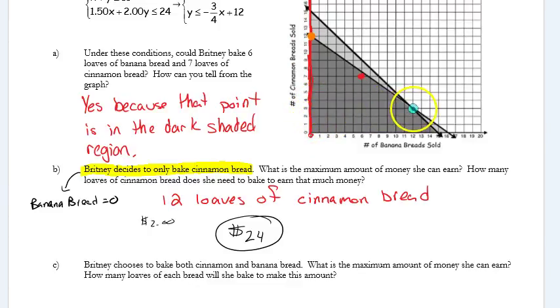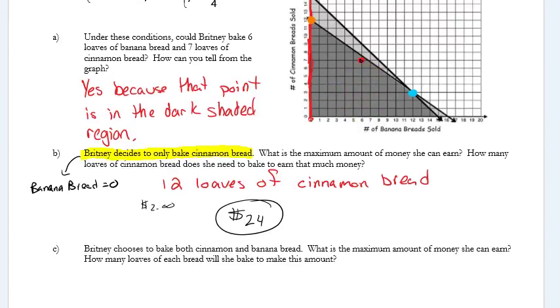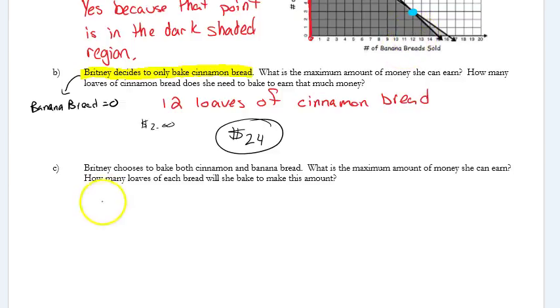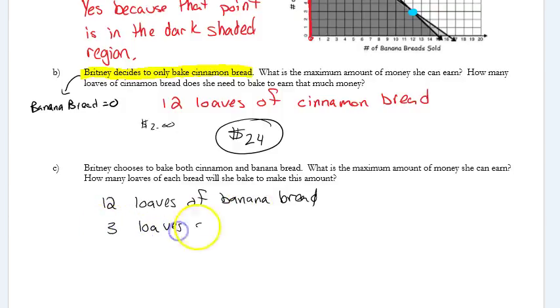And in fact, that's always going to be the intersection point. Here it's 12 banana bread, 3 cinnamon breads. Okay. 12 and 3 is 15. There's no other combination in the dark shaded region, which represents our solution, that'll be bigger than that. So that's what we get as our answer. 12 loaves of banana bread and 3 loaves of cinnamon bread.